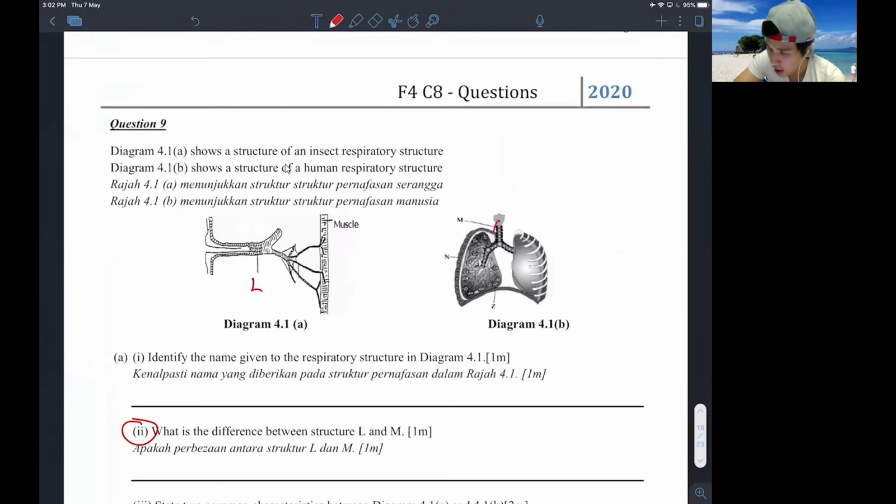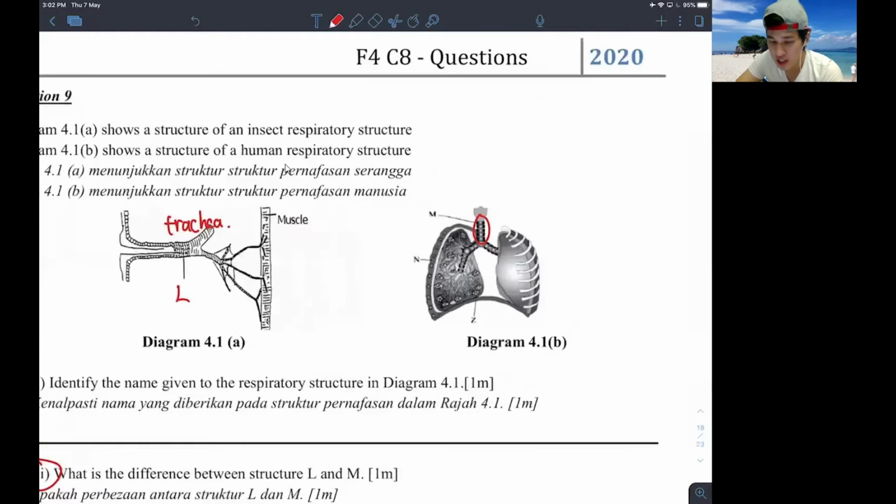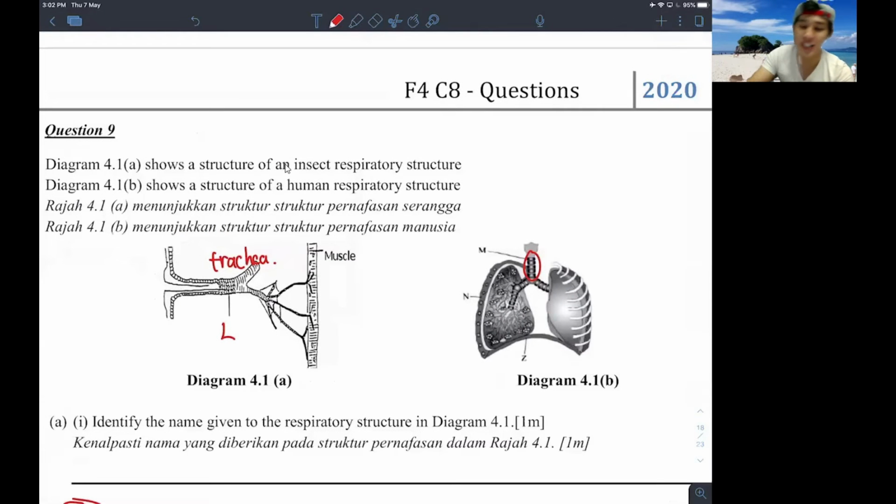So in humans we have the throat here, and in insects the one here is called the trachea, correct? Very often, questions like to ask the difference between the trachea in humans and the trachea in insects. They have the same name, but their structures are slightly different. As I mentioned last week, both tracheae in humans and insects have rings surrounding them. In insects, these are called rings of chitin.